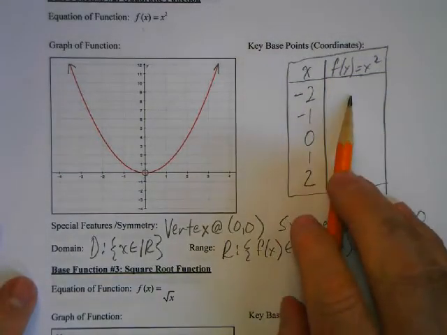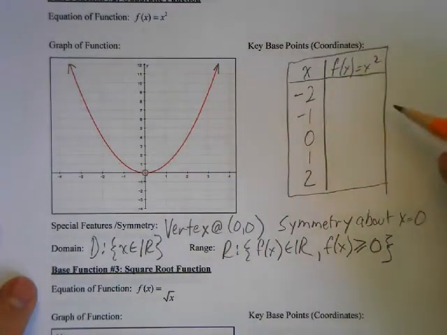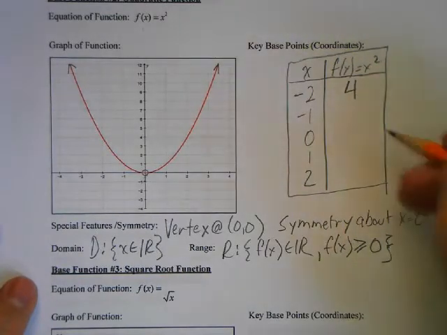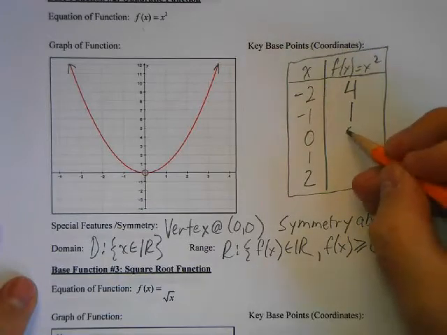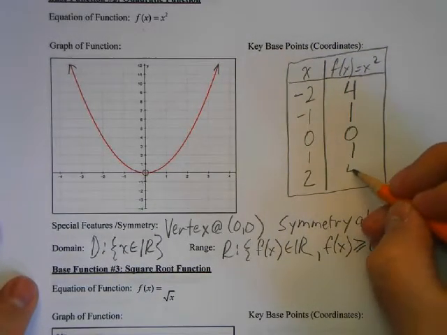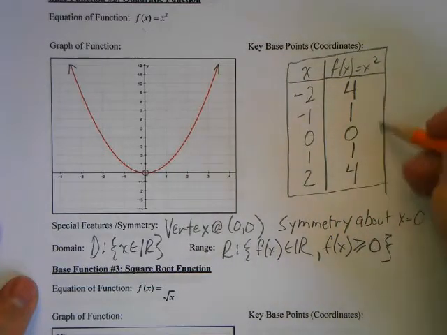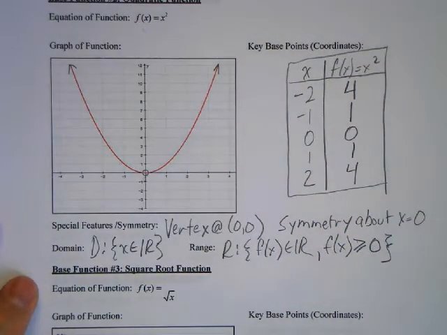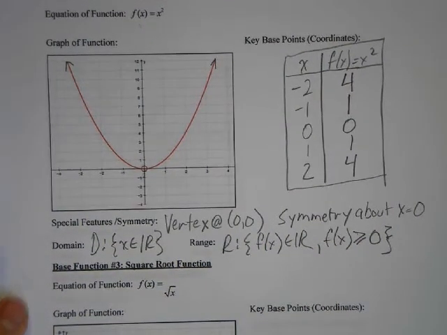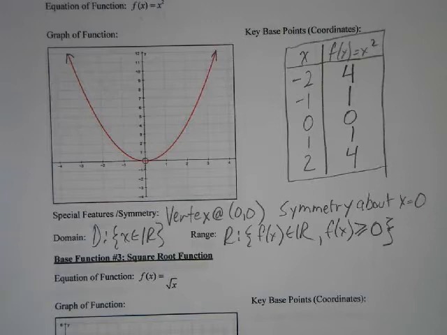And when we square these values, don't forget, when you square a negative number, it's positive. So we get negative 2 squared is 4, negative 1 squared is 1, 0 squared is 0, and 1 squared is 1, 2 squared is 4. You can see these points, there's some symmetry about there, and that's because the graph is symmetrical, which we just talked about.